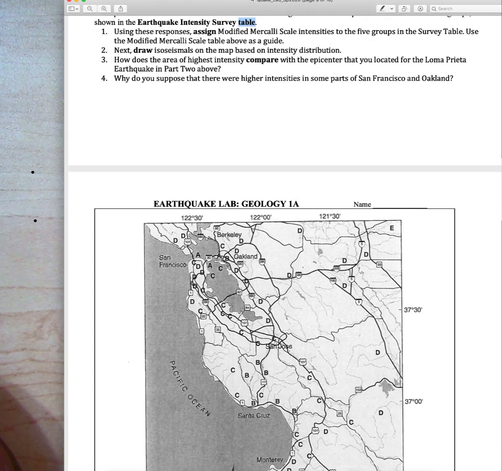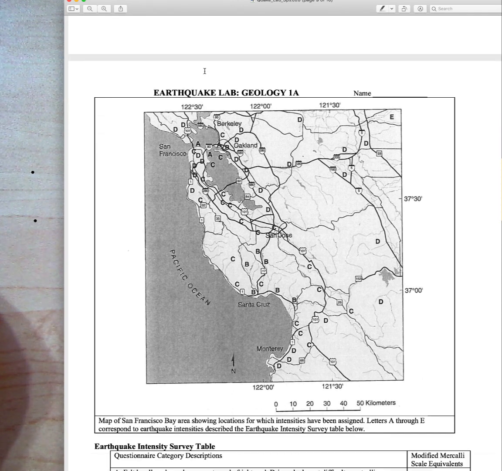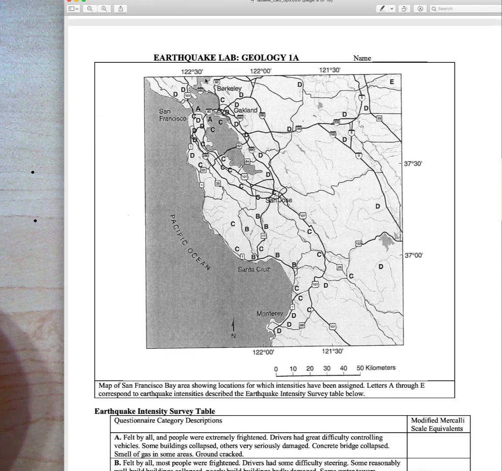Then the next thing you'll have to do is draw these isoseismals. So isoseismals are like contour lines. The contour line will outline areas that experienced an equal amount of shaking or intensity. And so, for example, you can see the Loma Prieta epicenter was somewhere in the Santa Cruz Mountains, but you can see you have B's up in here. So you would sort of draw a circle around where all the B's are and make some sort of contour line in here where all the B's are. Kind of exclude this C here.